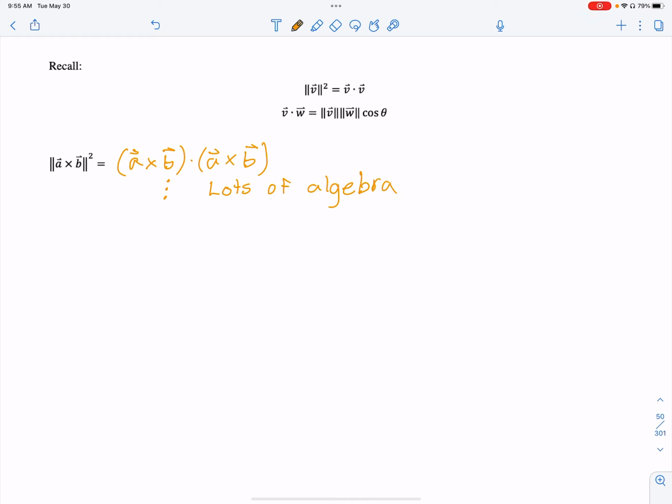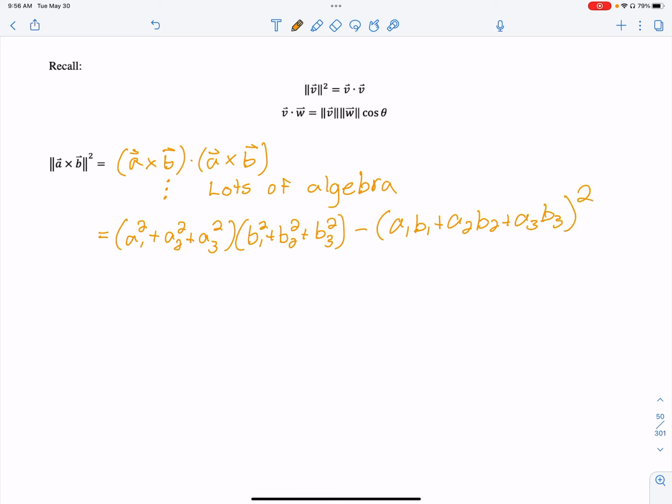If you'd like to try, please try, and you can send it to me. I'll help you get through it, but it is a mess. What we end up getting is A1 squared plus A2 squared plus A3 squared. Remember, those are just the components of vector A, times B1 squared plus B2 squared plus B3 squared, minus A1 B1 plus A2 B2 plus A3 B3, all that squared. So if you'd like to try that algebra, please do. It is pretty tough, but I believe all of you can do it.